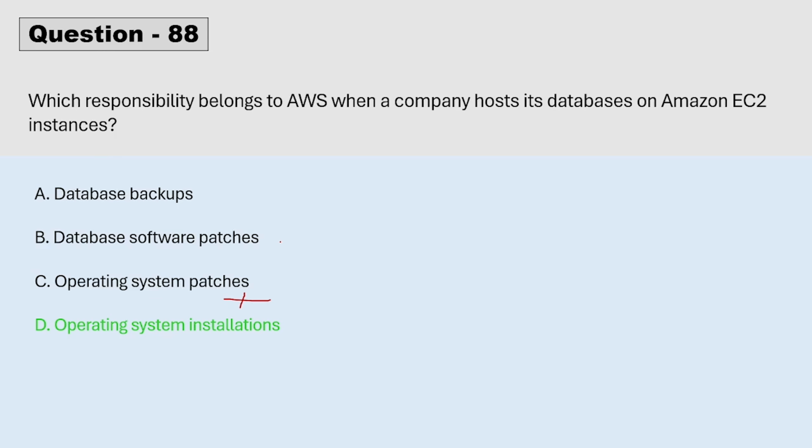Database software patches, this is also not correct, because the customer is responsible for applying patches and updates to the database software running on their EC2 instances. And database backup, obviously the customer has to take the backups. AWS could not do that on the customer's behalf. So option D is correct here.